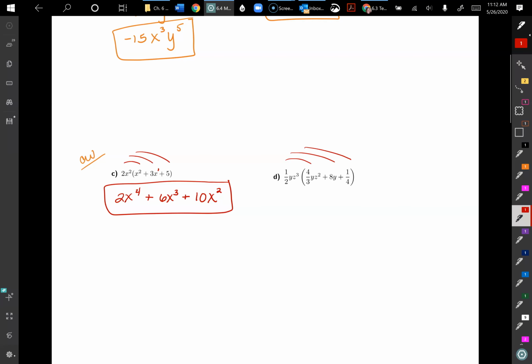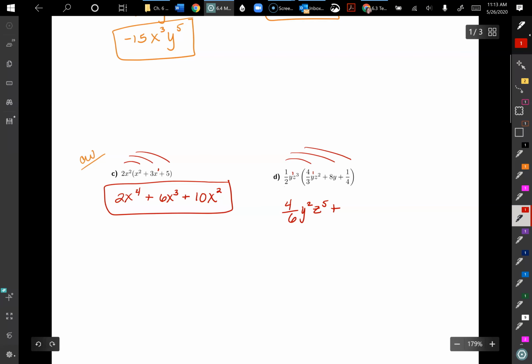So we have a half times 4/3 will give us 4/6. Then y to the first times y to the first would be y squared. Z cubed times z to the second is z to the 5th. So I just kind of take them separately. Now I bring down my plus. They're still all multiplied together, but I do kind of each piece so I can track it.